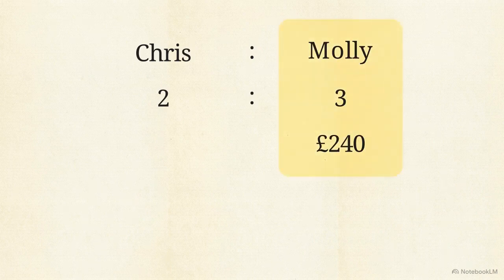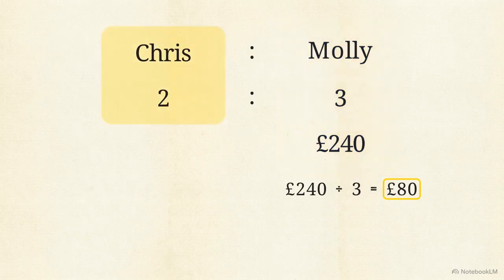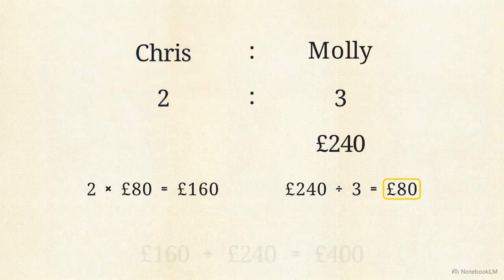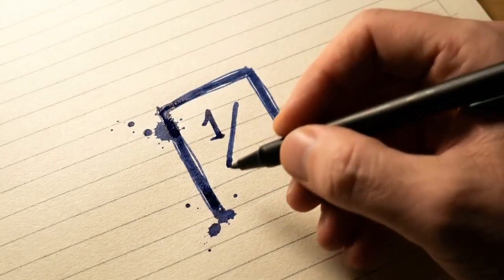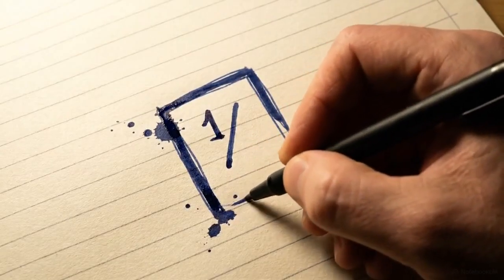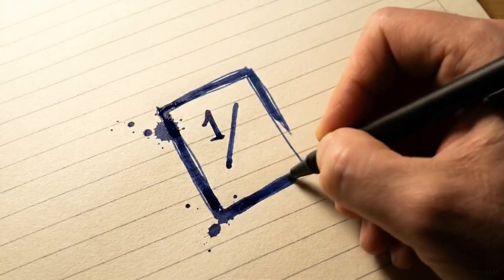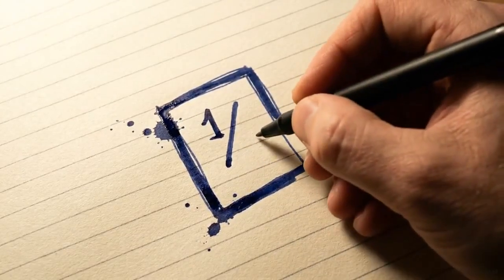If Molly's 3 parts equal 240 pounds, dividing 240 by 3 shows that one single part equals 80 pounds. Now we can find Chris's share. Multiply his 2 parts by that 80-pound value to get 160 pounds. To find the total competition winnings, combine Chris's 160 pounds with Molly's 240 pounds for a final total of 400 pounds. Strictly mapping specific data to specific names is how you solve missing part problems without falling into the total sum trap. Look at your paper.